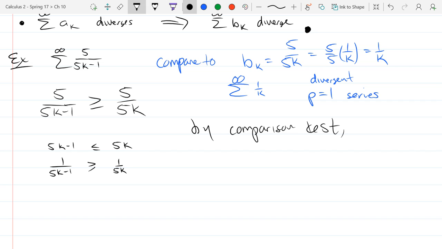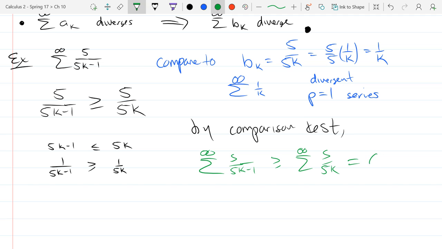So by comparison test, I'm going to write something a little extra. You're absolutely welcome to write this down. So our summation 5 over 5k minus 1 is greater than or equal to summation 5 over 5k. That's the intuition of why this works. We found a smaller one that diverged. And so, of course, our bigger one has to diverge.